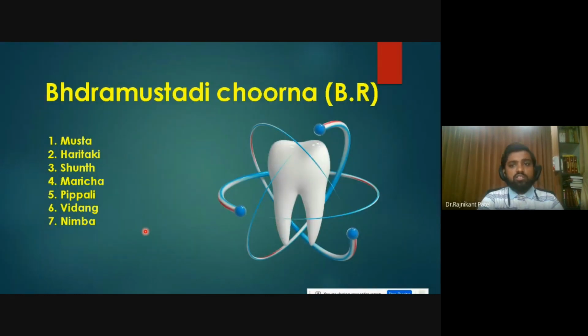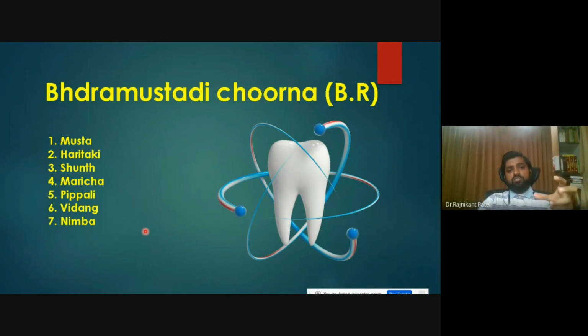Okay. Now, Bhadra Mustadi Churna, the reference is from Vaishajya Ratnavali, Mukhrog Chikitsa, under the subchapter of Dantarog Chikitsa. Seven main ingredients, total seven ingredients: Musta, Haritaki, Shunthi, Maricha, Pippali, Vidanga, and Nimba.